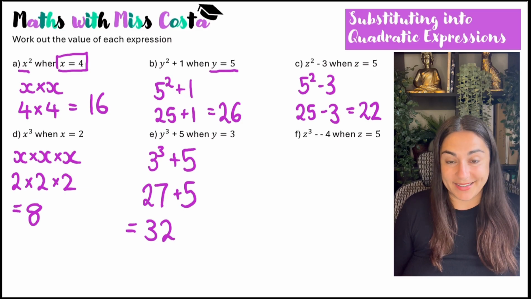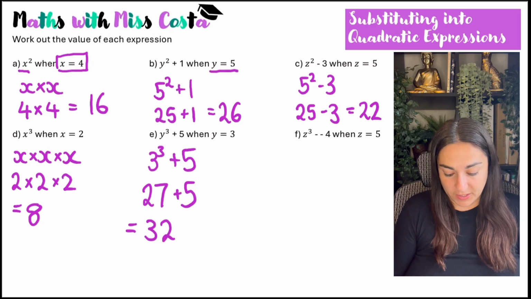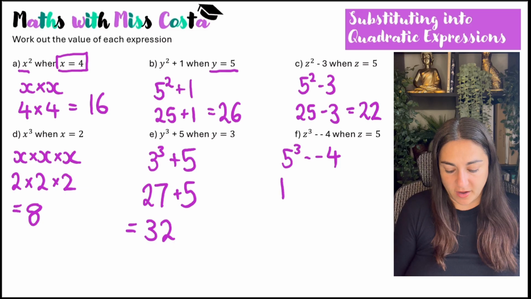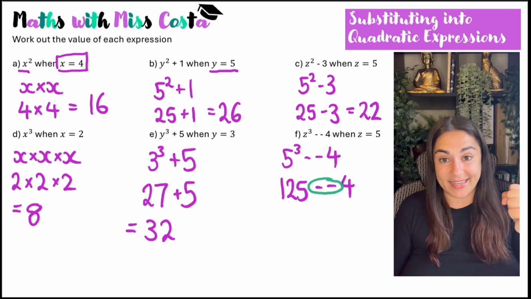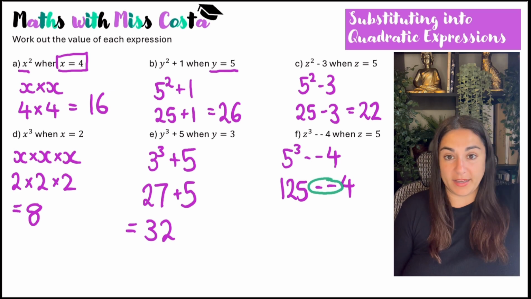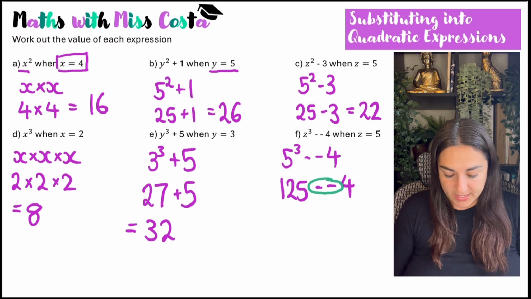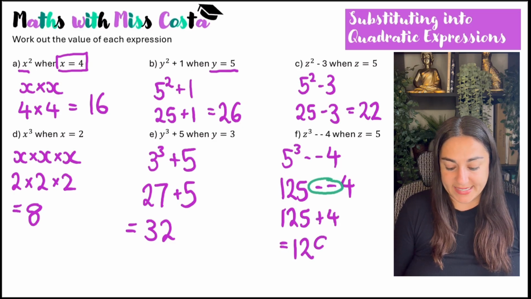Then we've got z cubed minus 4 when z is 5. So 5 cubed minus 4. That is 125 minus 4. And remember, what happens when we've got 2 negatives next to each other? When you're subtracting a negative, imagine you've got that cold soup or whatever, and you're taking out an ice cube, it's going to make it warmer. So that's going to become 125 plus 4, which is 129.